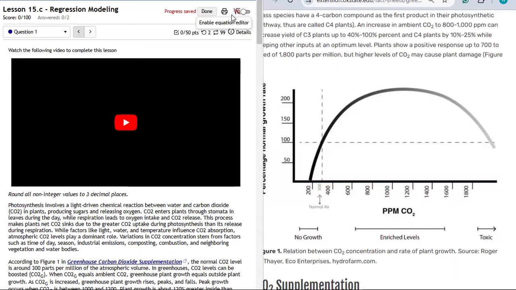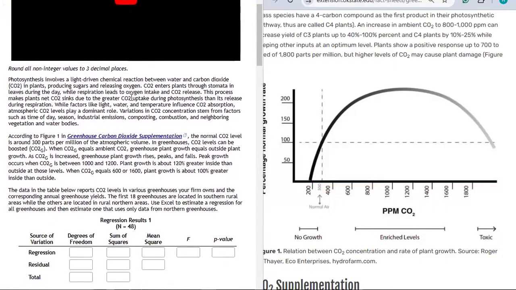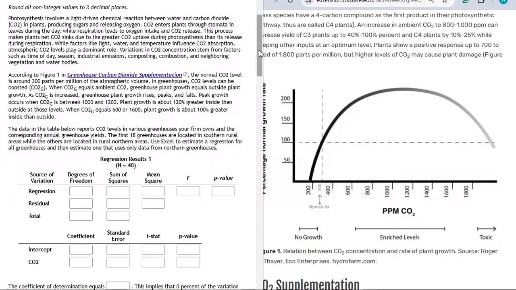In the first part of lesson 15C, we're going to do a simple regression. But in the second half of this lesson, question 2, we're going to turn the simple regression into a multiple regression using a dummy variable.